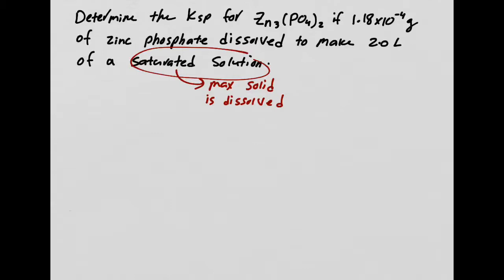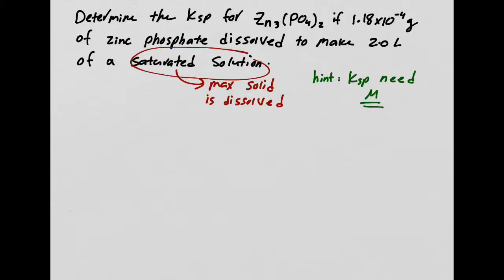Now, I want you to pause me and do this problem on your own. But I'm going to give you a hint before you do this problem. Remember, Ksp, like any other equilibrium constant, what do you need? For Ksp, you need concentration in molarity. It's just like any other equilibrium. Before you pause me, don't forget: write down the equilibrium equation, write down the expression, and then go from there.